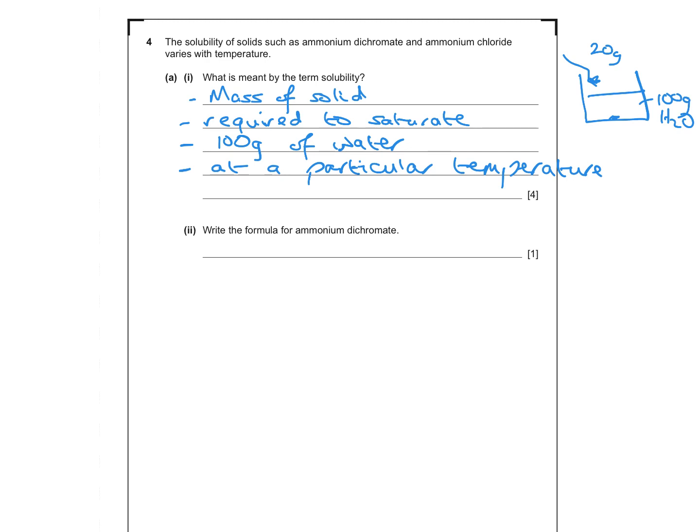Okay, part 2, ammonium dichromate. Ammonium is NH4 plus. You'll see it at the back of your data sheet. Dichromate is Cr2O7, again it's at the back of your data sheet. And the dichromate, you'll notice, has a valency of 2. So we swap these over.